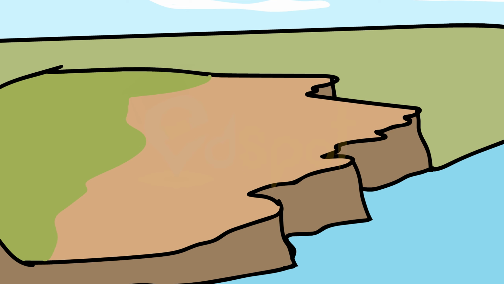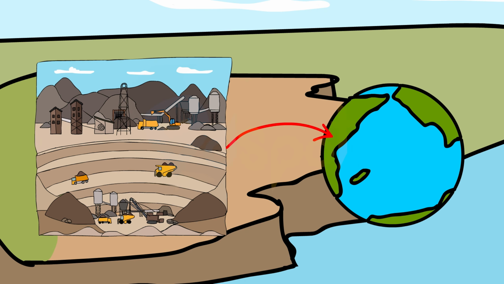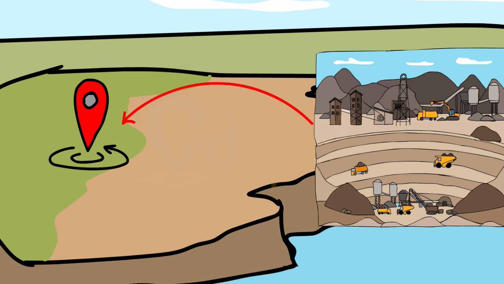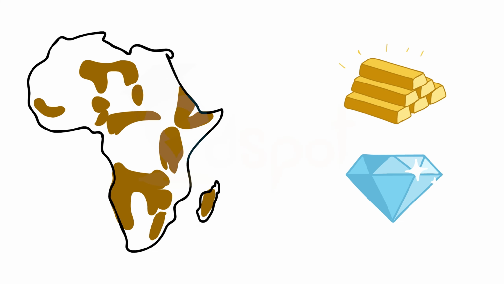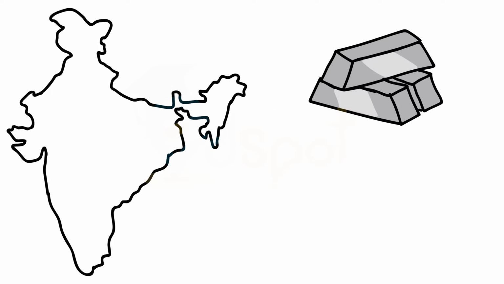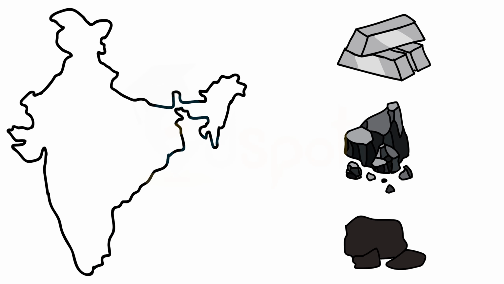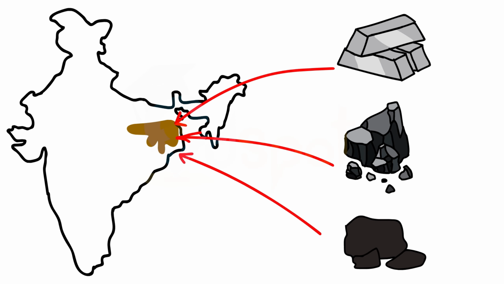As a result, many of the mining areas in the world are located in the plateau areas. The African Plateau is famous for gold and diamond mining. In India, huge reserves of iron, coal, and manganese are found in the Chota Nagpur Plateau.